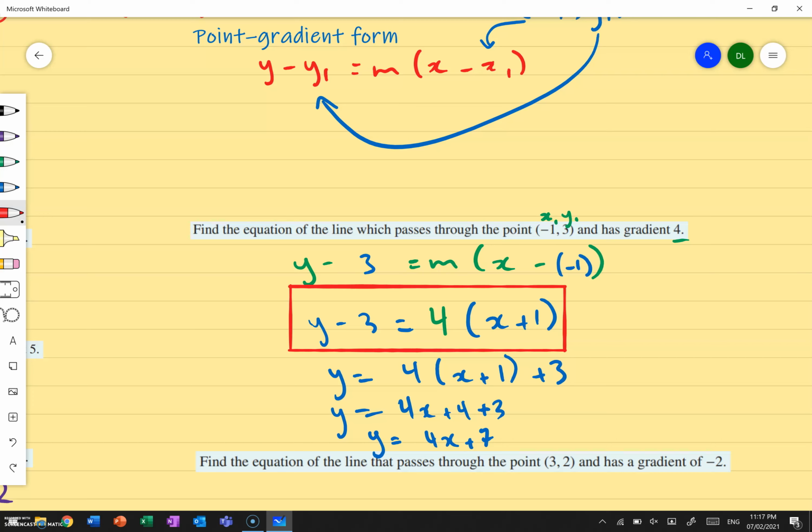Now, I do want to note that for assessments, unless it specifies which form it needs to be in, you can leave it in any form you like as long as it's simplified. In this case, it's simplified. We can leave it there. If you'd like to move it forward into gradient intercept form, into this response over here, that's also valid. However, we'll leave it in that boxed answer.